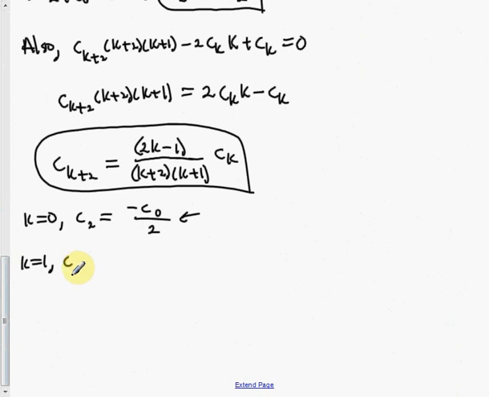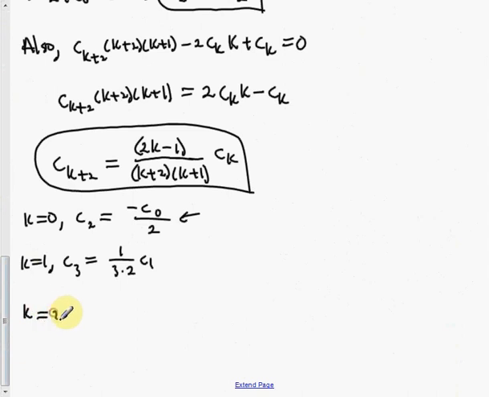So I get c sub 1 plus 2. I get c sub 3 is equal to, k is equal to 1, that's the formula. So this is 2 minus 1, I get 1 all over, k is equal to 1, so that's 3 times 2 times c sub 1.